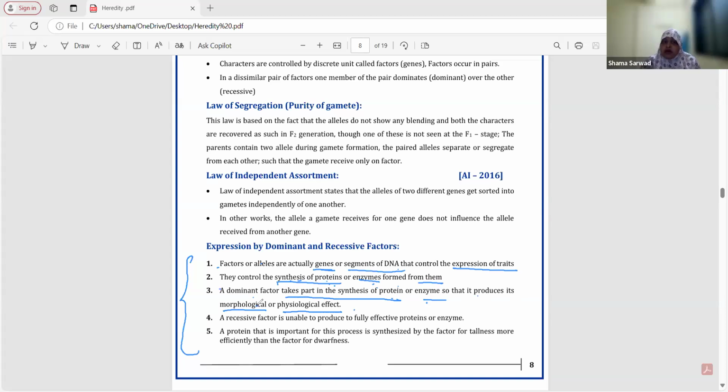Now, morphological means outside, and physiological means physical things, like tallness or height, complexion, eye color, body shape, etc. Understand? The one which produces the protein and enzyme will be dominant. And the same will be reflected in the morphology and the physiology of whatever mammal, animal, plant, etc. So on the basis of that, we can say this is a dominant character and this is a recessive character.